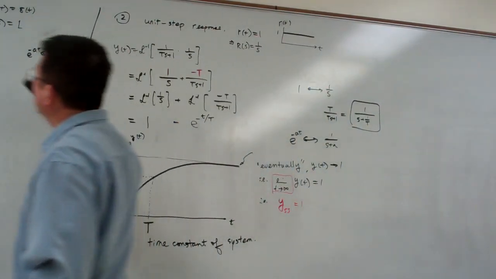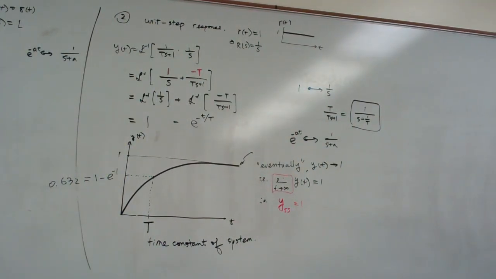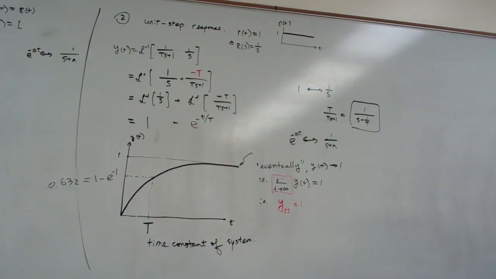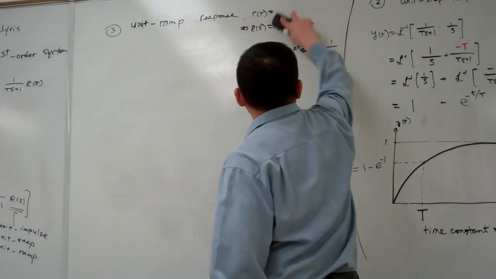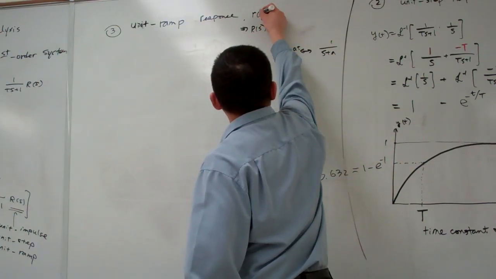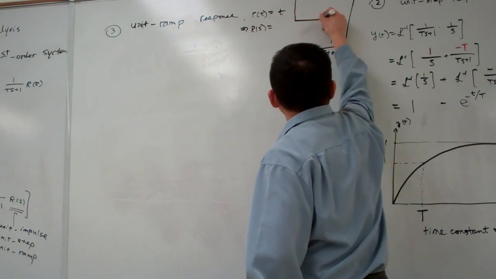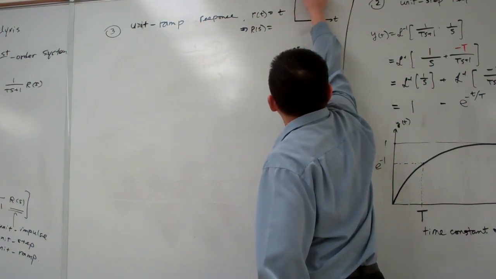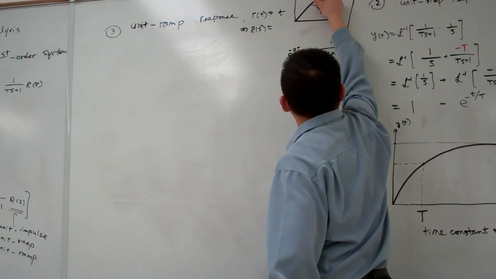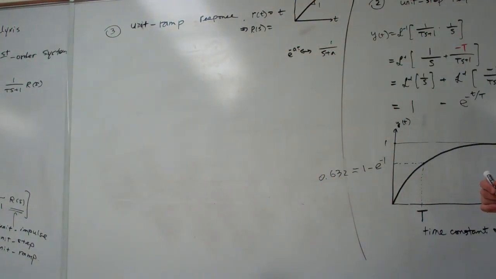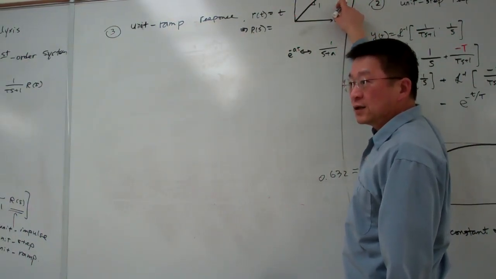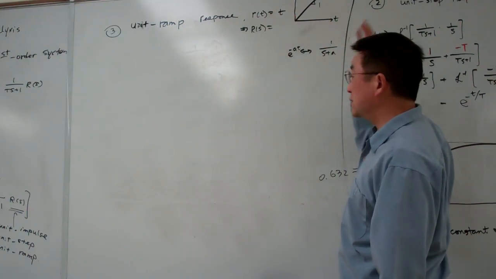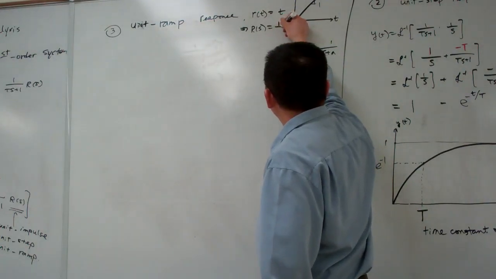The third one, unit ramp response. The unit ramp input is simply equal to t. That means simply it's the time. This is our input, and it has a slope equal to 1. That's the unit ramp. So basically, this is the constant rate control, where the input is continually increasing. For this case, R(s) is 1 over s squared.